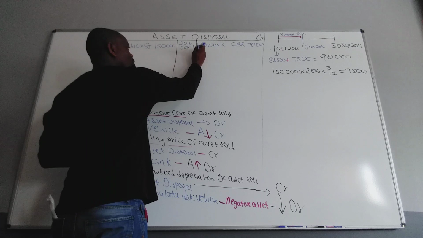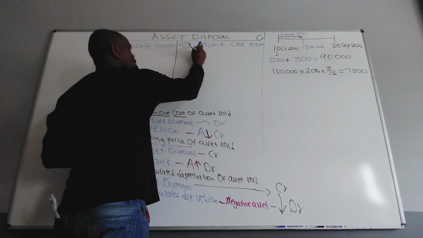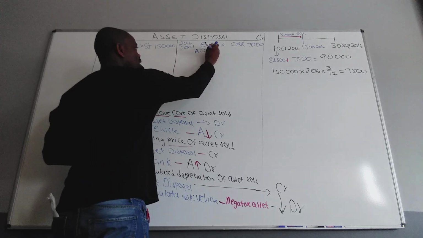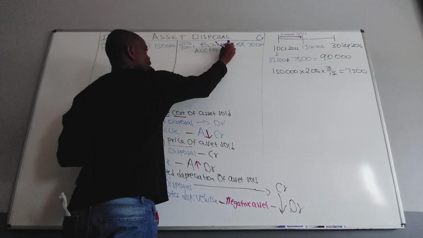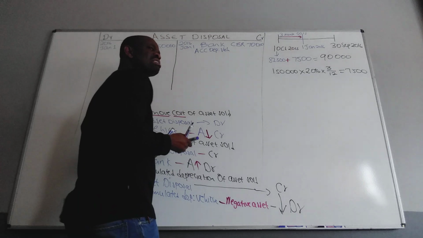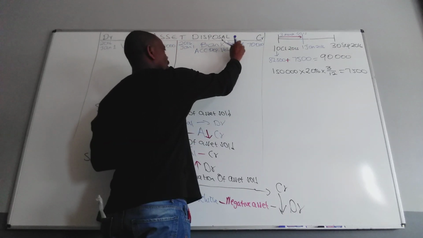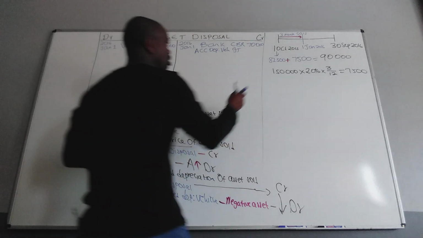And the date is the same? The contra, accumulated depreciation. I'm just going to write it like this: depreciation on vehicle, because of space. General journal, please. How much is the amount that we calculated? It's 90,000.